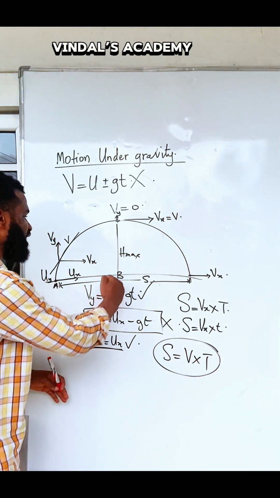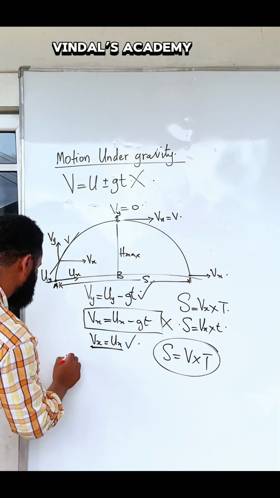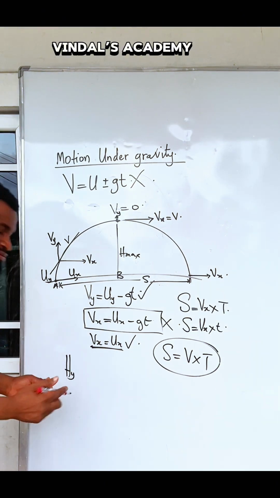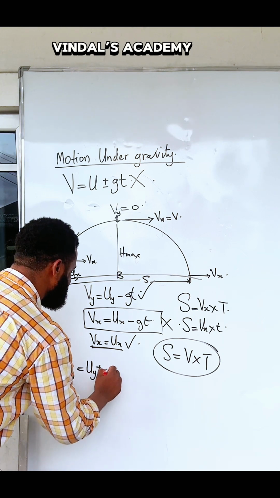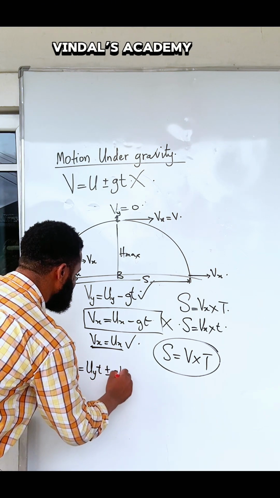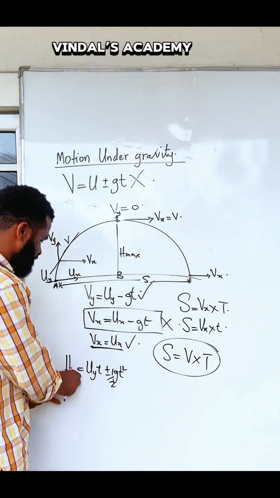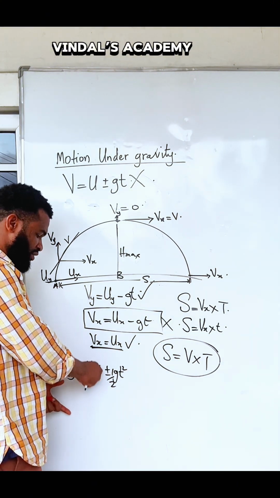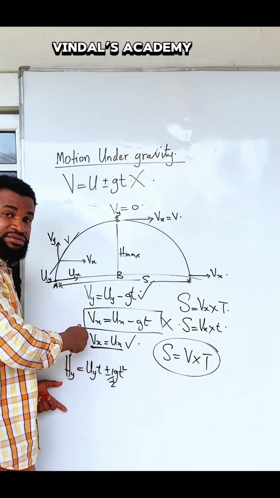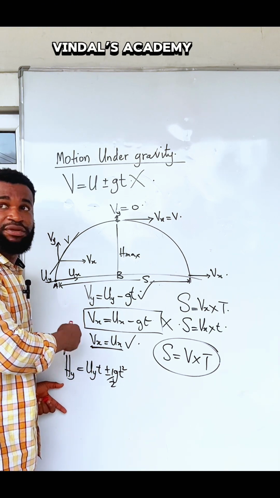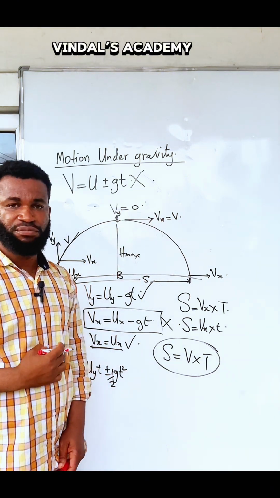But if I want to consider the maximum height traveled, I'm also going to say H sub y, which is equal to U sub y times T minus or plus half GT squared. So for me to know that maximum height, height must go with the upward initial velocity of the body for a body thrown or launched in a horizontal component.